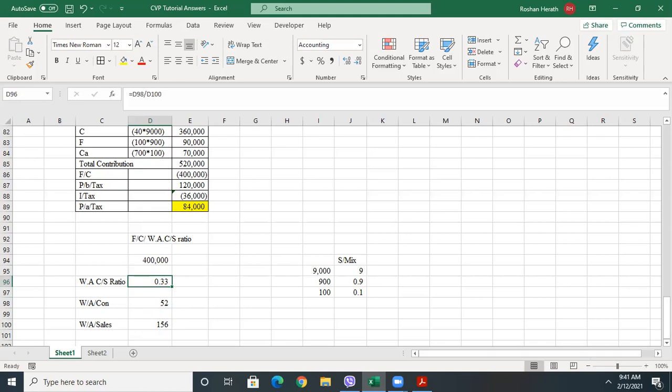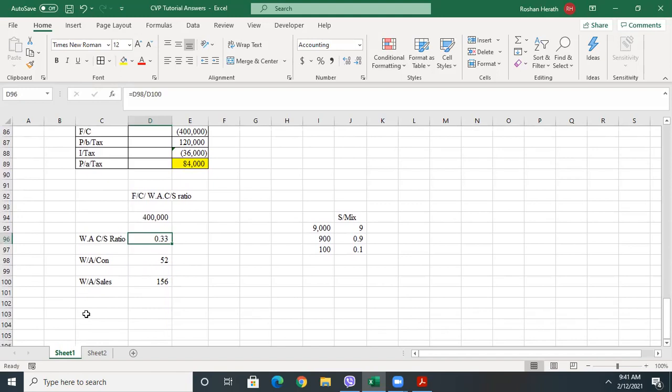Okay. Now you can simply work out the weighted average break-even point in terms of sales revenue.